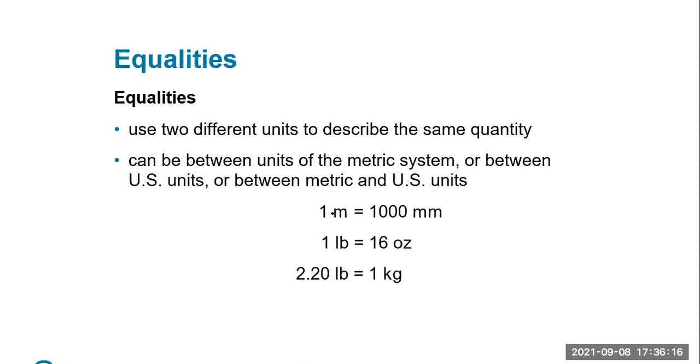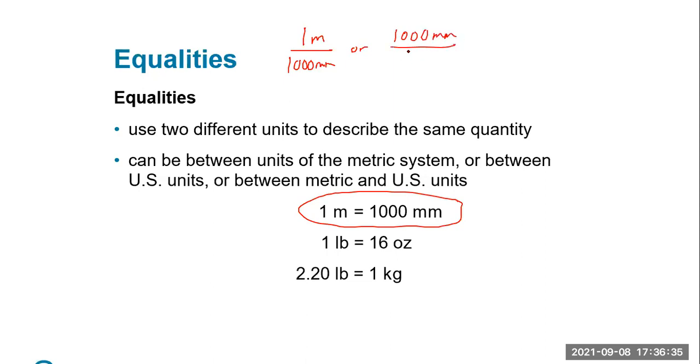From any equality, we could write two conversion factors. So here, for example, if we took this one, we could say that 1 meter is up on top and 1,000 millimeters are on the bottom, or you could reverse it and write a second conversion factor where 1,000 millimeters are on top and 1 meter is on the bottom. You won't use both of them in a calculation. You'll use whichever one you need.